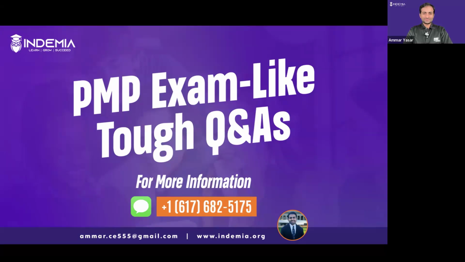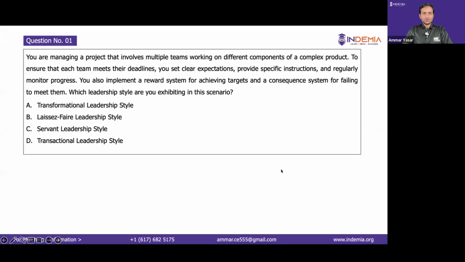So let's start. Question number 1. You're managing a project that involves multiple teams working on different components of a complex product. To ensure that each team meets their deadlines, you set clear expectations, provide specific instructions, and regularly monitor progress. You also implement a reward system for achieving targets and a consequence system for failing to meet them. Which leadership style are you exhibiting in this scenario?